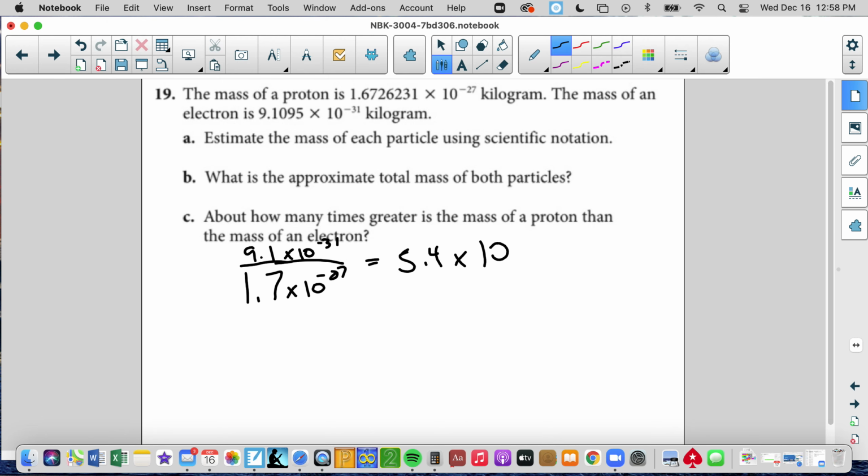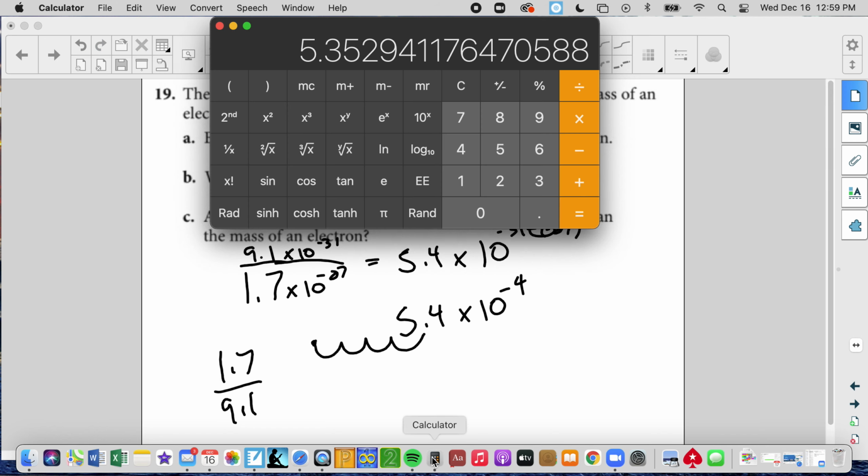5.4 times 10 to the negative 31 minus negative 27. Notice that's where the tricky part is. 5.4 times 10 to the, that's going to be plus, that's minus 4. So that is 1, 2, 3, 4. Well, maybe we do 1.7 divided by 9.1 then. Let's do that.